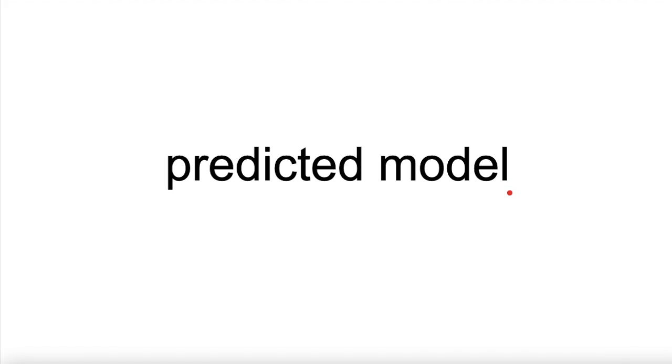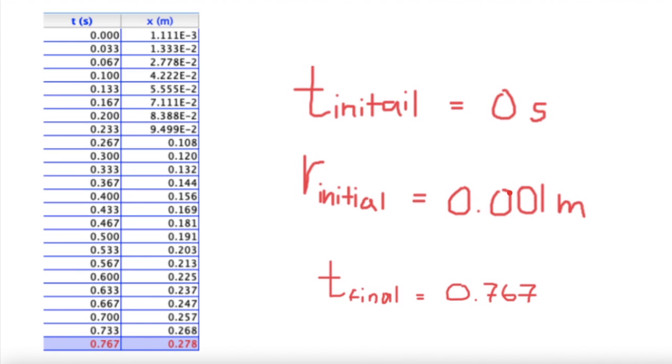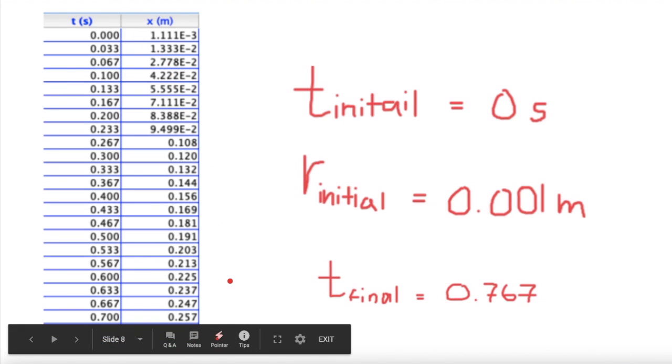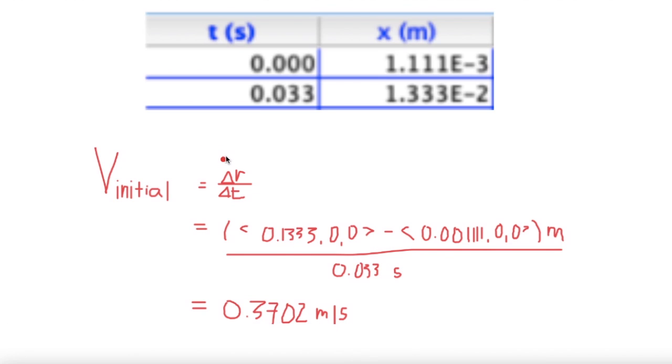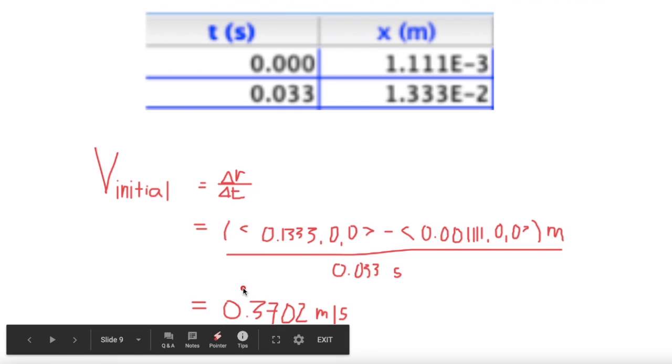Now we have our predicted model. To get our predicted model, we need to get a few measurements. We take the initial time, which is 0 seconds, and the initial position, which is 0.001 meters. We also want to get the final time from the table, which is 0.767 seconds. One more measurement we want from the table is the initial velocity of the ball. So we did the change in displacement over the change in time. We take our second measurement minus our first measurement over the change in time, and we get 0.3702 meters per second for our initial velocity.